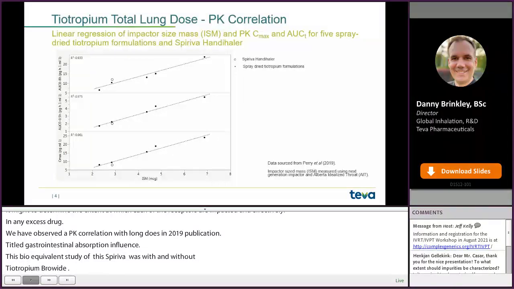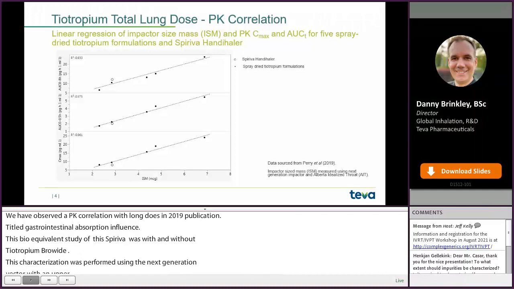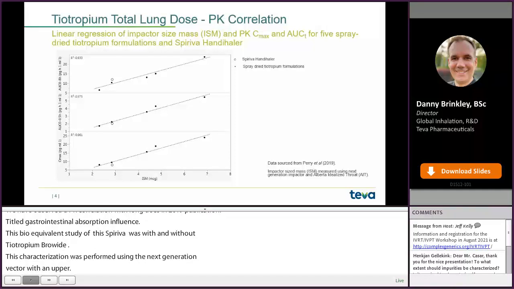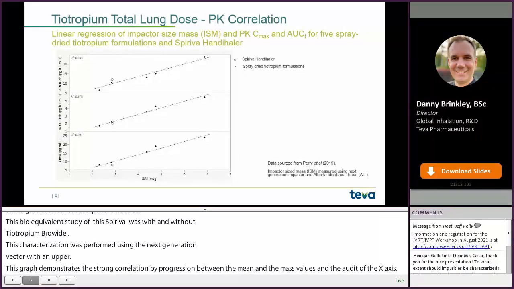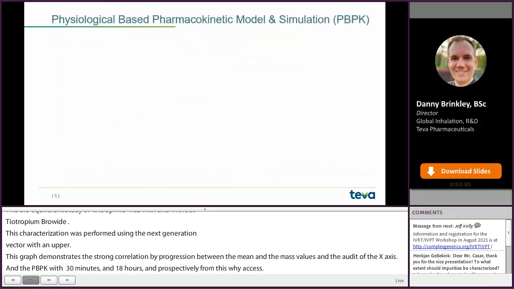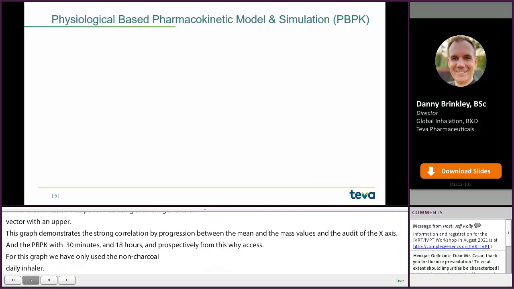This graph demonstrates a strong correlation by linear regression between the mean impactor size mass values plotted on the x-axis and the PK Cmax, AUC to half an hour, and AUC to 8 hours plotted respectively on the y-axis. For this graph, we have only used the non-charcoal HandiHaler data. To further investigate this observed lung dose PK correlation for inhaled tiotropium, we developed a mechanistic PBPK model in Preludium using the Spiriva HandiHaler APSD and PK data from the Perry et al. paper.